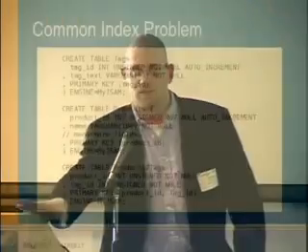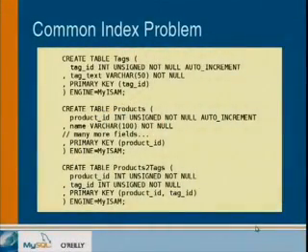Okay, a common index problem here, kind of a Web 2.0 example. You have a tags table, which has a tag ID and text for the tag, and a products table. Both of these tables have an auto-incrementing primary key. And then you have a relationship table that stores the many-to-many relationship between products and tags. Notice that the primary key on this products-to-tags table is product ID, tag ID. Make sense? Pretty basic.